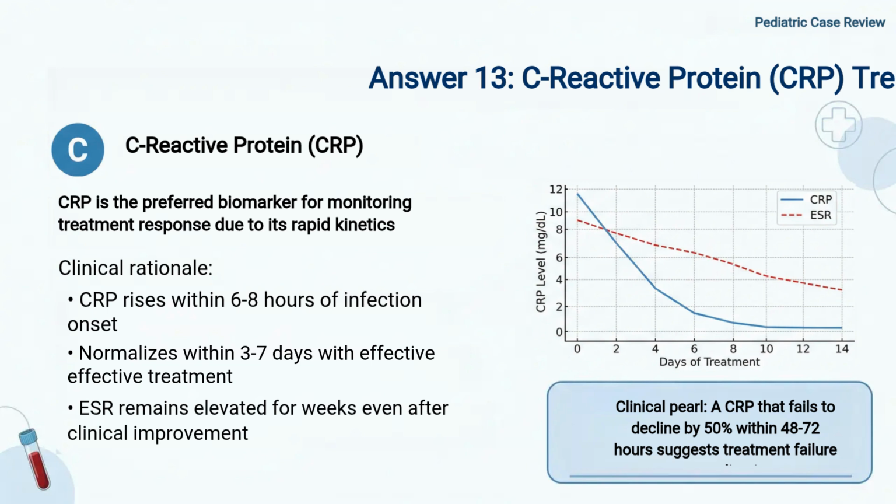The key clinical rule is that a C-reactive protein that fails to decline by 50% within 48 to 72 hours of starting treatment strongly suggests treatment failure, antibiotic resistance, or developing complications such as abscess. In contrast, the erythrocyte sedimentation rate is a slow-reacting acute phase reactant that may remain elevated for weeks to months even after the infection has been fully eradicated, making it unreliable for early treatment monitoring.